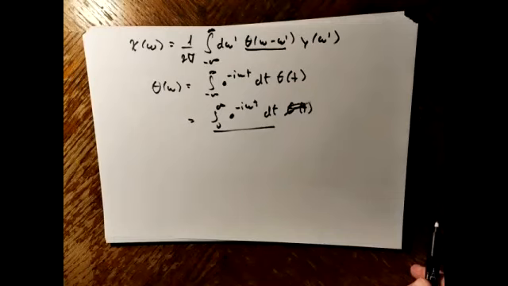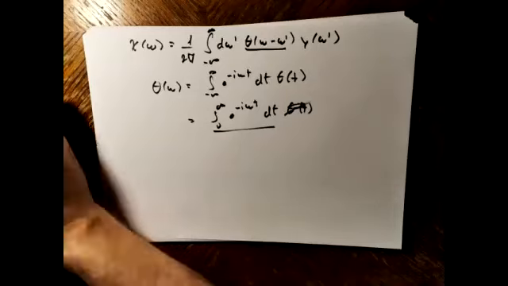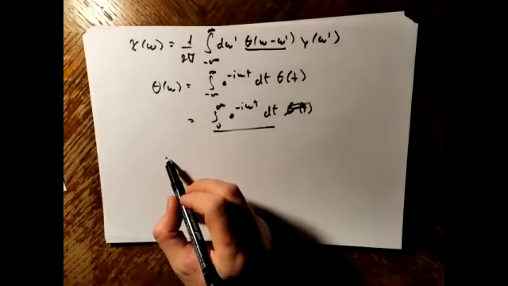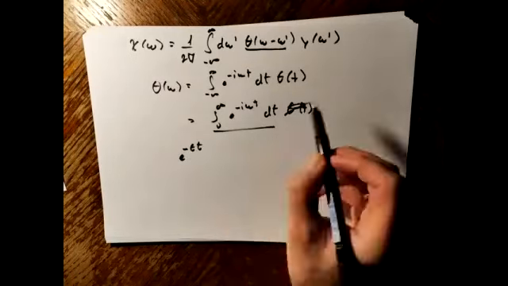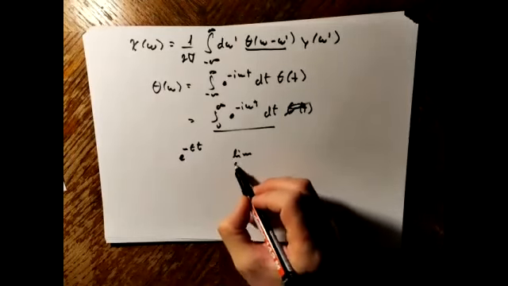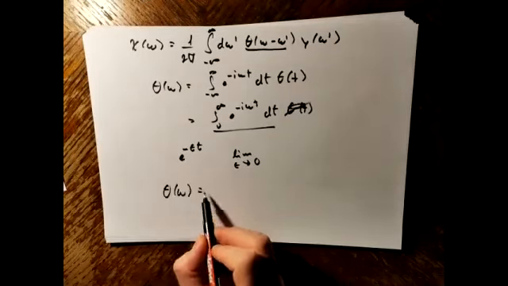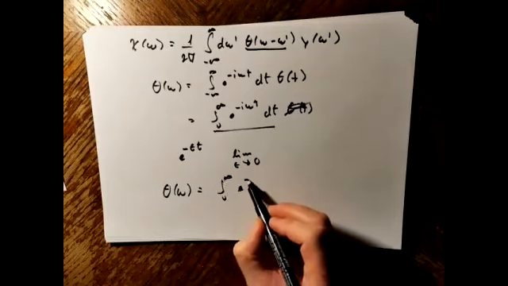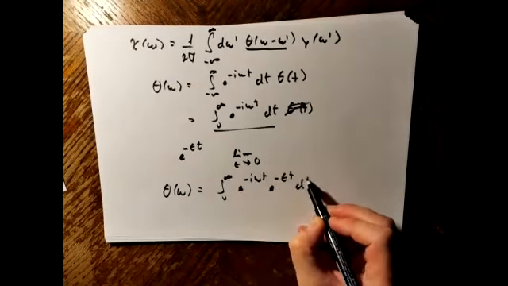However, what we're going to do is, instead of this 1 here, we're going to replace that by e to the minus epsilon t. We're then going to do our Fourier transforms and everything, and then we're going to take the limit as epsilon goes to 0. That's what we're going to do. So we're going to define our theta of omega as the integral from 0 to infinity of e to the minus I omega t e to the minus epsilon t dt.